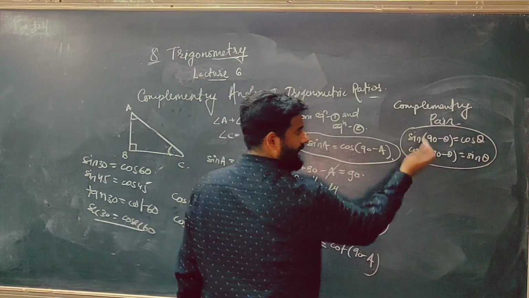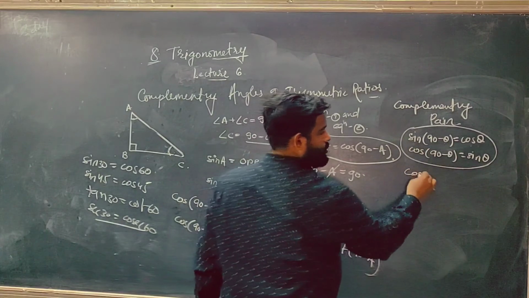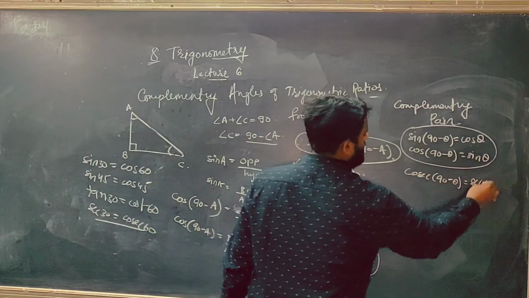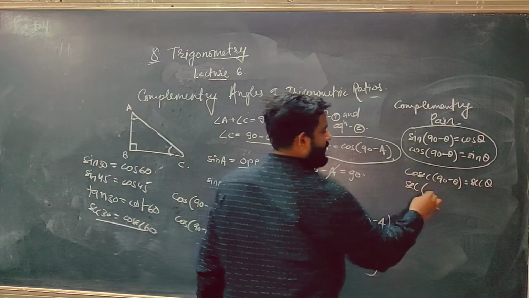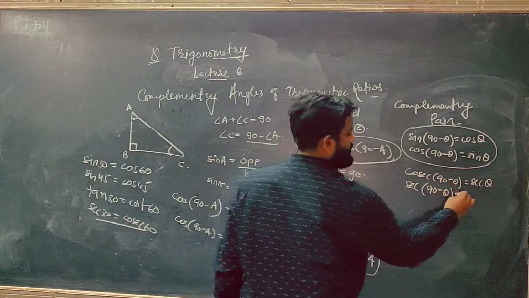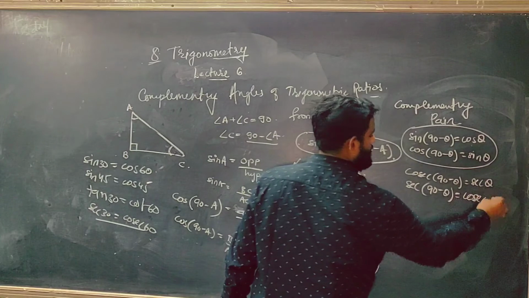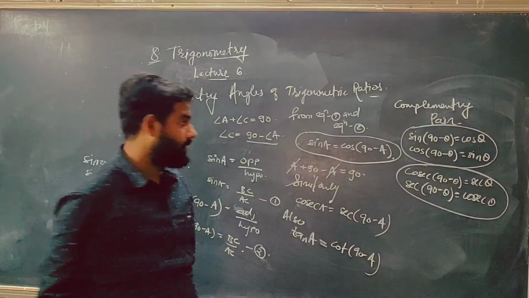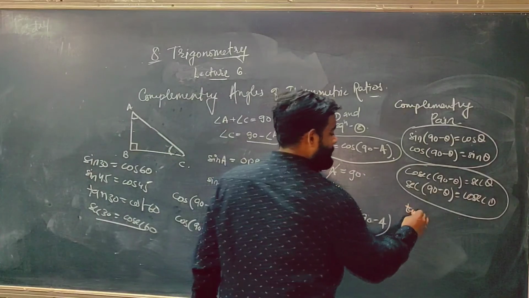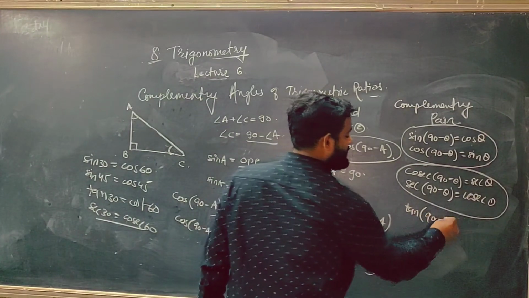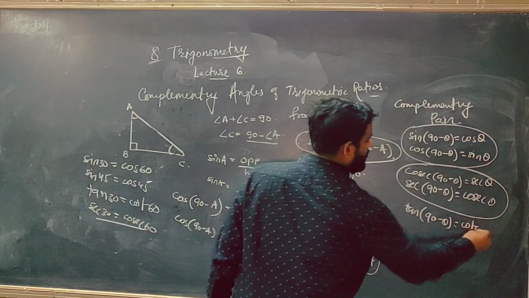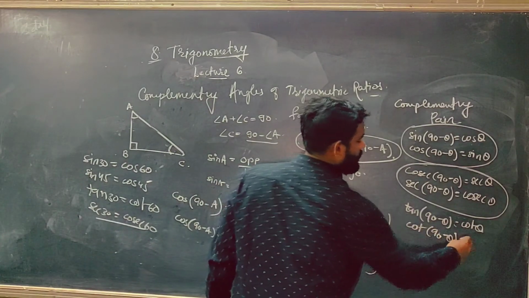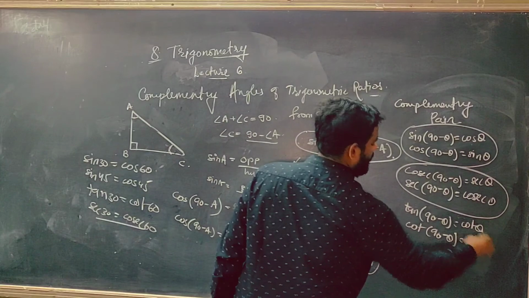Similarly, sine's opposite is cosec. So cosec 90 minus theta is equal to sec theta, and sec 90 minus theta is equal to cosec theta. That is the second pair that you have to remember. And last but not the least, tan 90 minus theta is equal to cot theta, and cot 90 minus theta gives you tan theta.